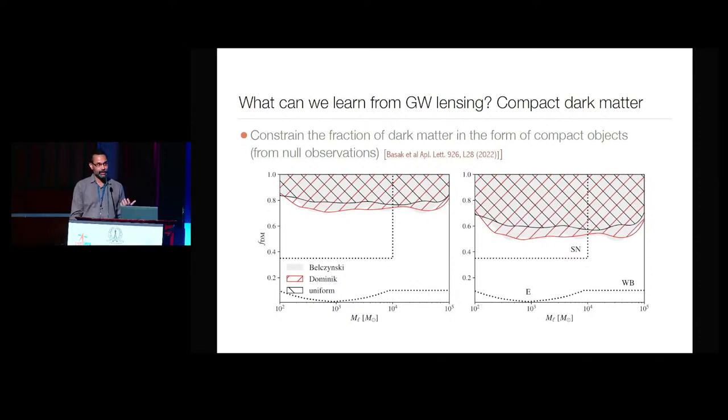But even this absence of detection of wave optics lensing could be used to put an upper limit on the abundance of primordial black holes that could potentially contribute to the dark matter. So this shows the non-detection of wave optics lensing effects from these order 80 gravitational wave events, what is the kind of constraint that we can place on the fraction of dark matter in the form of compact objects. These are not so great at this point, but with future observations, we'll be able to improve these constraints. So this essentially provides a new way of probing the nature of dark matter.